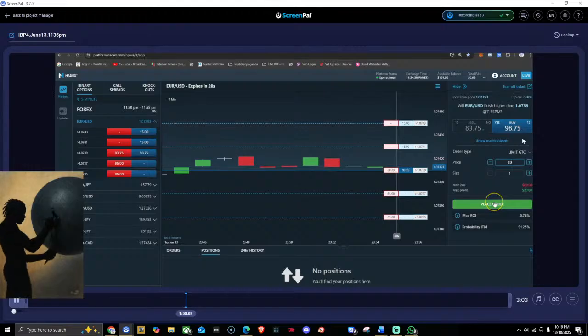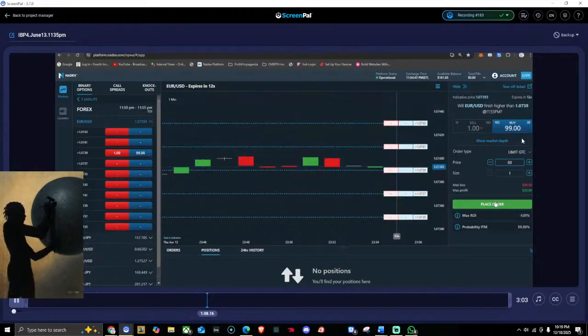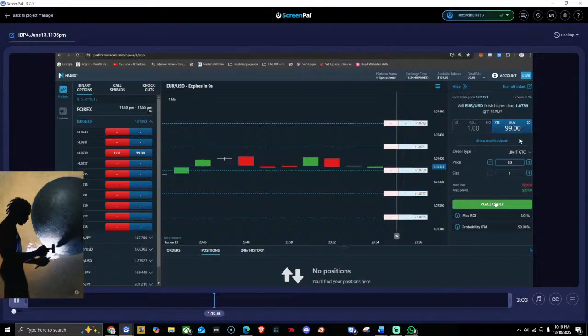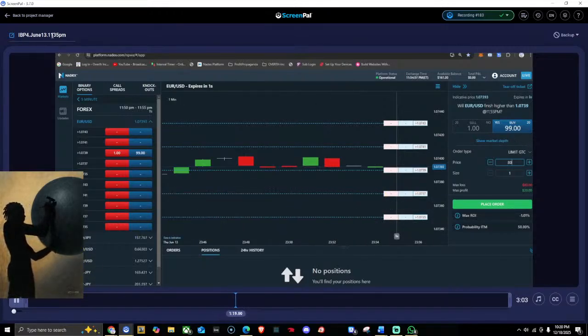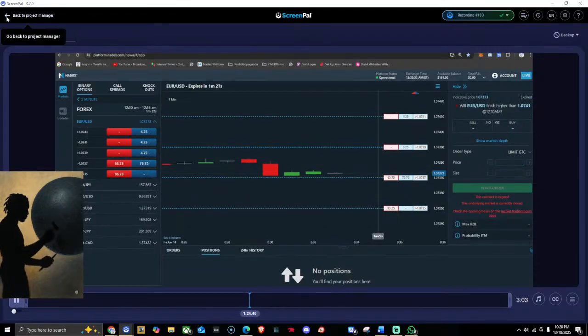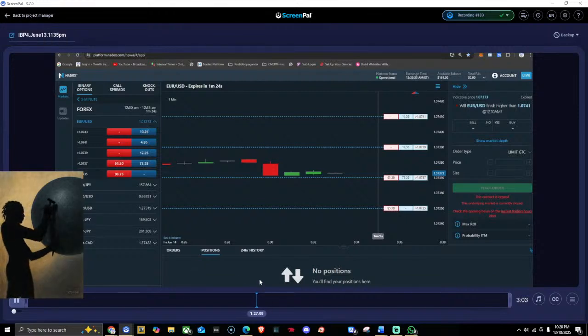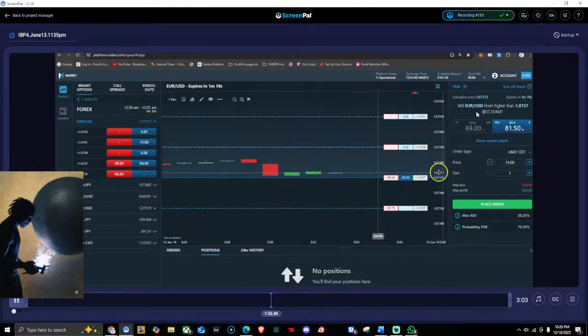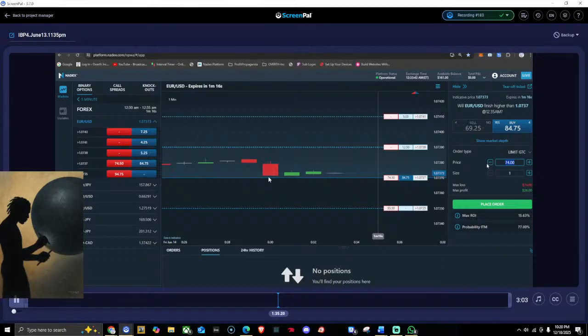Did I take this one? Why does it say that I took this one? Oh, you know what? That was the binary leading up to the trade. This is the trade. Okay, so market establishes itself.